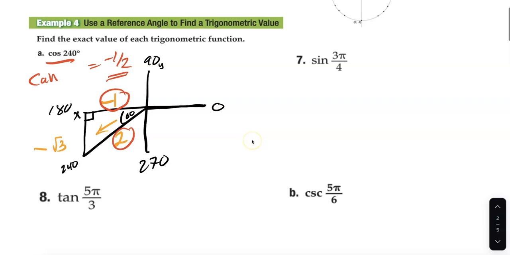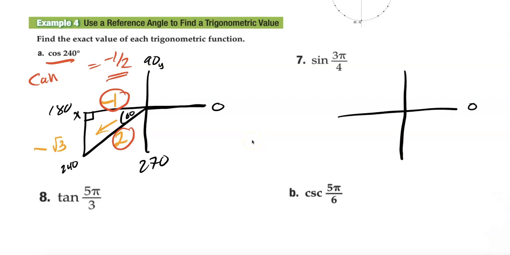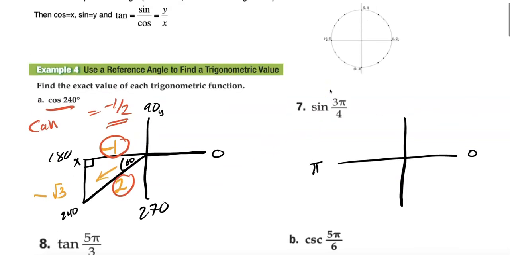Okay, sine of 3 pi over 4. We haven't done a radian yet. Let's see how you do a radian. Well, same thing. The hardest part is, do you know how to draw? The hardest part is a couple of things, actually. We should talk about this.